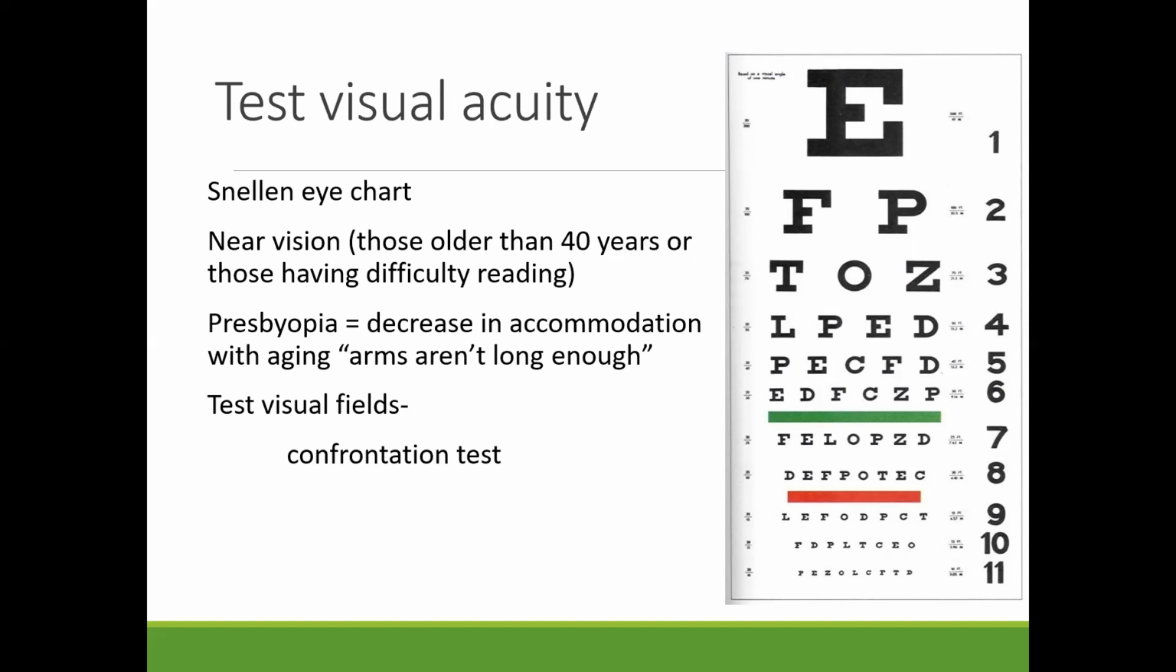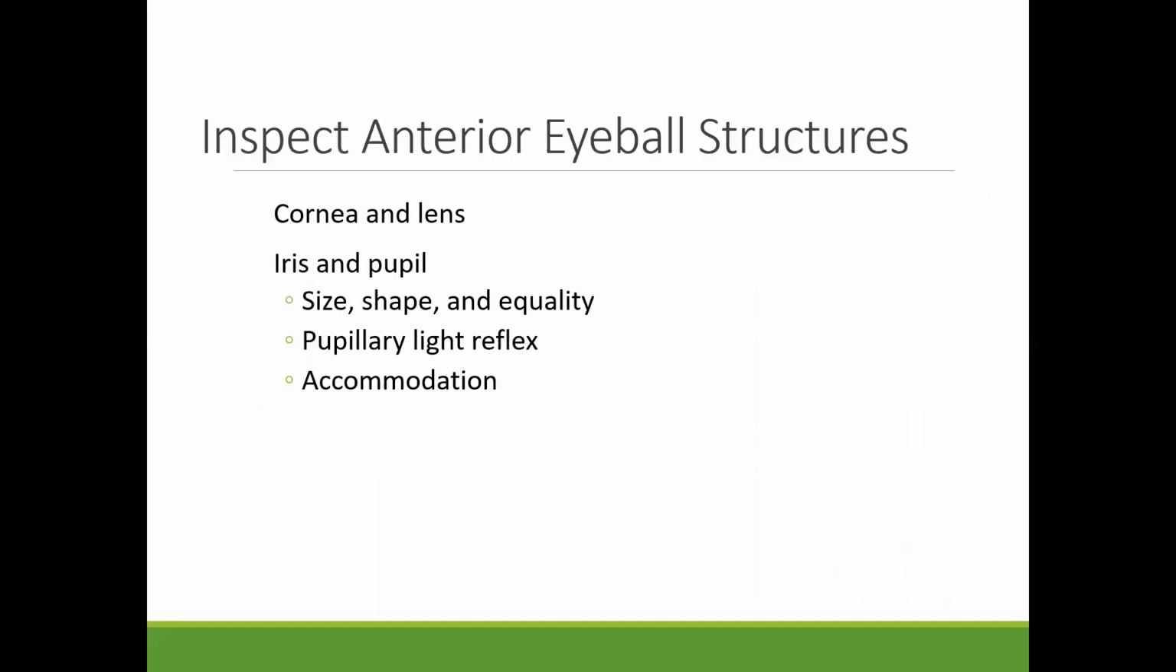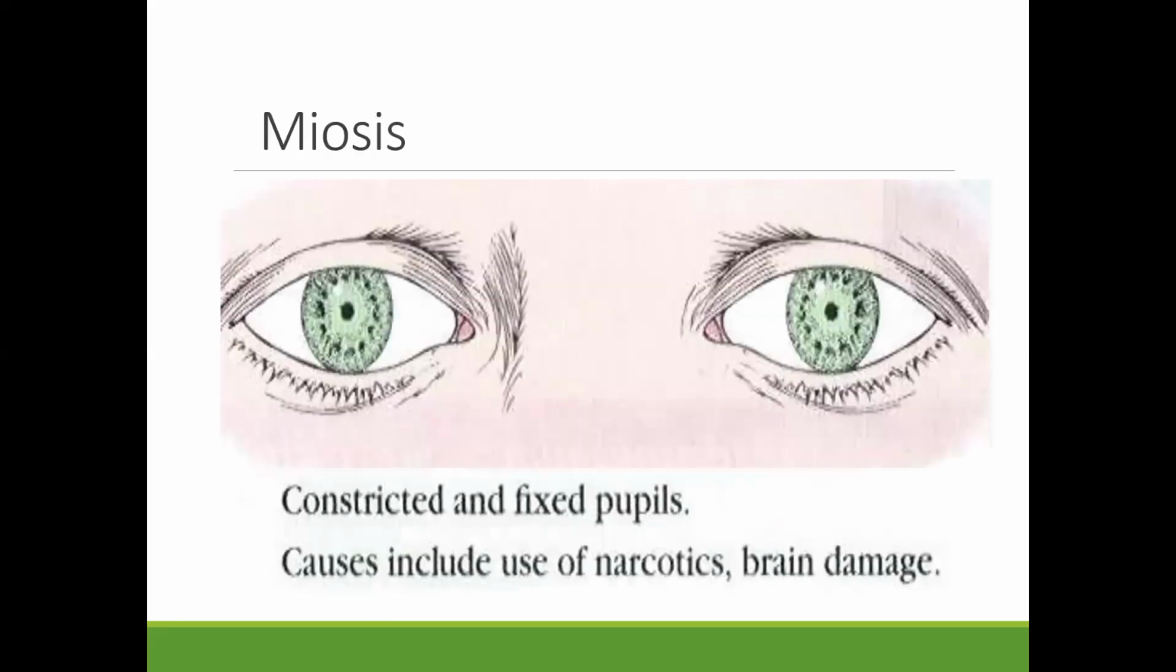And then the different types of testing. Again, this isn't something we do on a day-to-day assessment. This is if you work at an occupational health clinic or are doing vision or hearing screenings. Looking at the eye, the cornea, the lens, the iris and the pupil, looking at size, shape, making sure it's equal, and then PERRLA, pupils equal, round, reactive to light and accommodation.